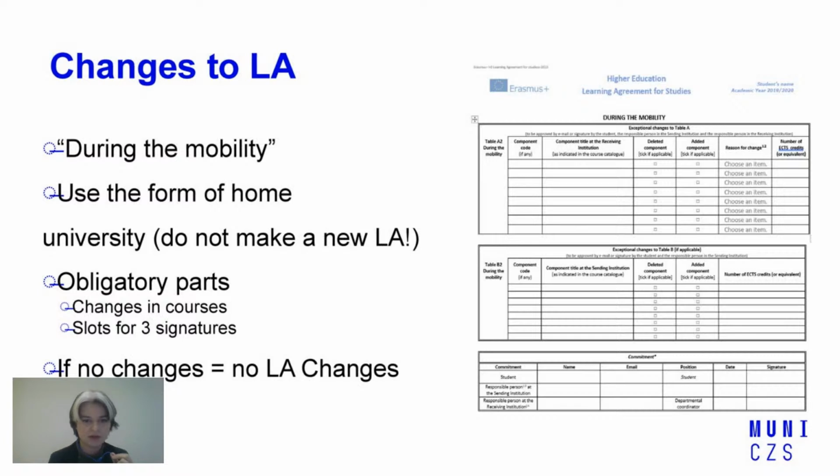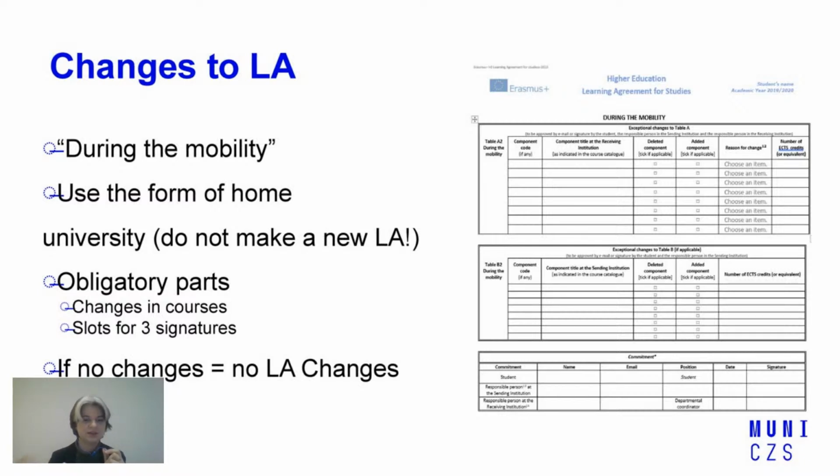And when you look at the little picture there, the first table is the table A2. That's the change table, because the original table is usually table A or A1. This change table can be A2 or also sometimes C, depends on what your university uses. As you can see, there you have the course code column, the name of the course, and then you have these two little columns where you tick whether you've either deleted or added the course, and then you have reason for the change and number of credits.